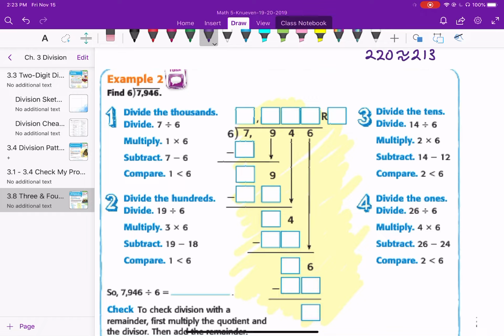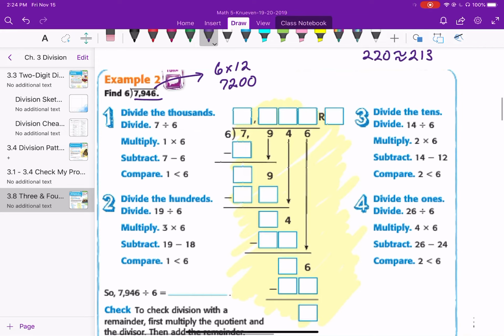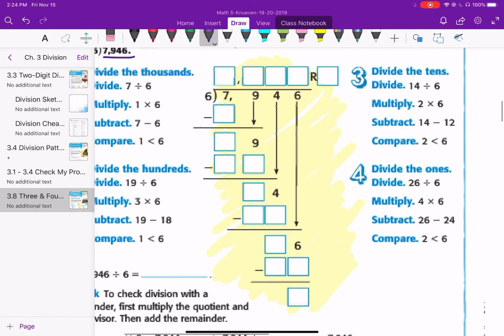Well, I need to think of what are some compatible numbers, something close to 7,946. Well, let's make that what 6 times 12 would be, and that's going to be 72. So let's make that 7,200. All right. So when I say 7,200 divided by 6, well, since I have 2 zeros here, that should be about 1,200. So let's see if in the end we get an answer about 1,200. Let's check our work. So again, I divide, multiply, subtract, check, bring down, and I repeat.